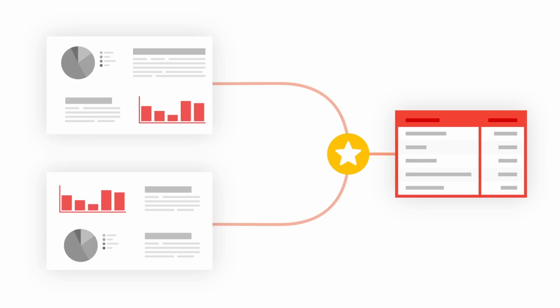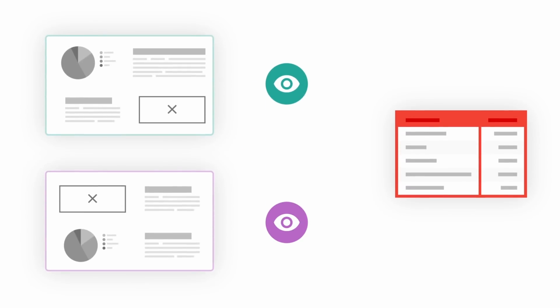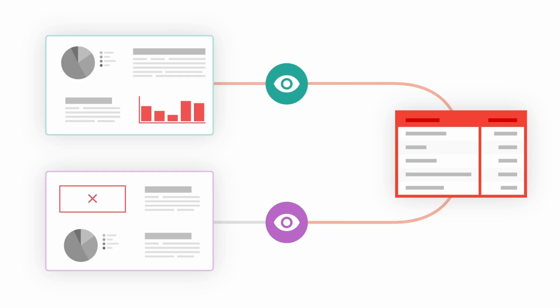The second option for data source credentials, viewer's credentials, is more restrictive. Here, anyone who wants to view the chart data in your report needs to already have their own access to the underlying dataset. If someone is given access to a report referencing this data but doesn't have their own access to the dataset, then the charts in that report would appear but not show any data.